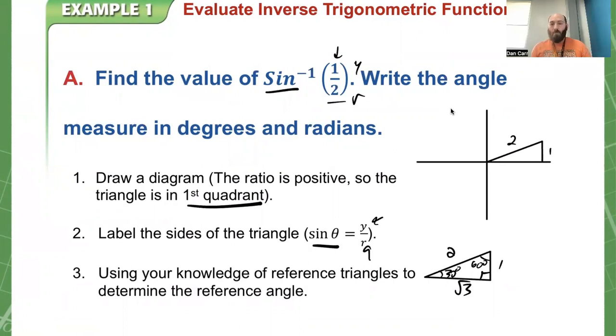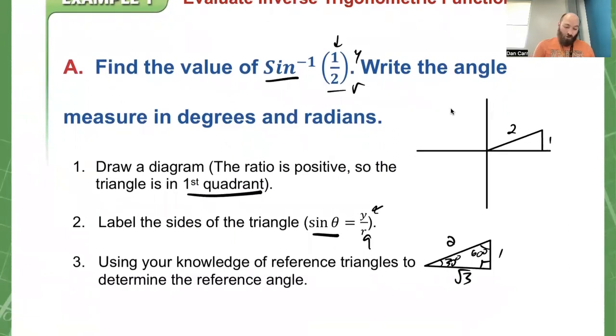Okay, so that's my y and r there. Now, using your knowledge of reference triangles, you should hopefully recognize that if I have a short leg of 1 and a hypotenuse of 2, that is the same as a 30, 60, 90 triangle. So that's my reference here.